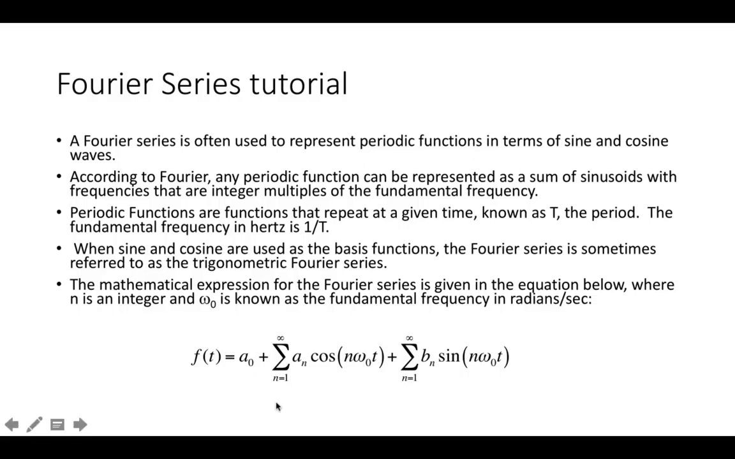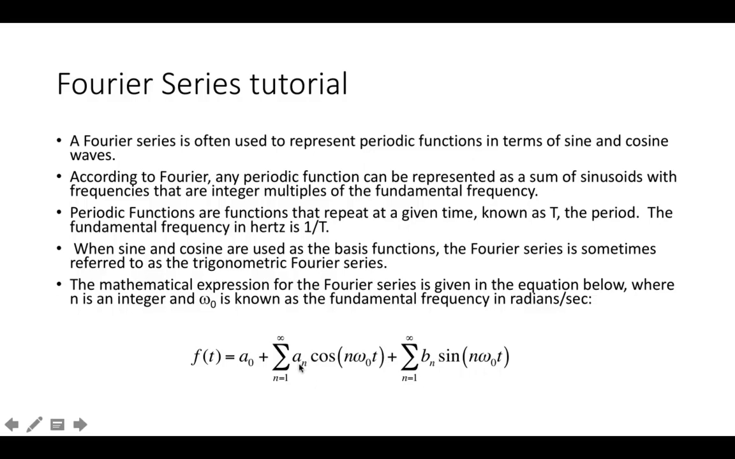It's sometimes common to have n only being odd. It's sometimes common to have n only being even. Sometimes all of the sine functions have zero coefficient. Sometimes all of the cosine functions have zero coefficient. Obviously, you've got to have some terms or you won't create a waveform.